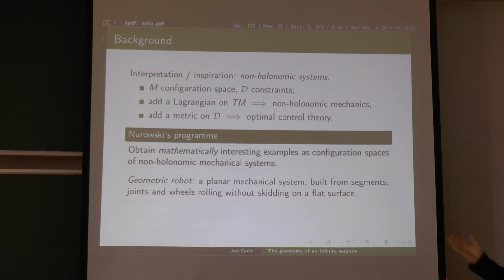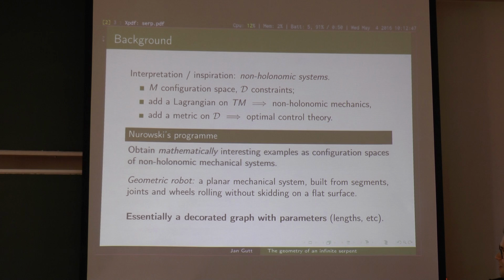So Paweł Nurowski proposed to study some things he called geometric robots. A geometric robot is a planar mechanical system built from segments, joints, and wheels, and those wheels roll without skidding on some flat surface. And I will show examples in a moment. That's just a definition. You don't need to learn it by heart.